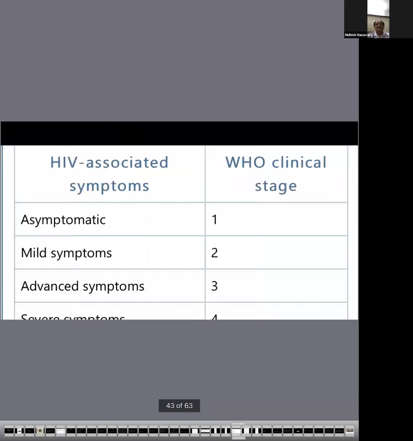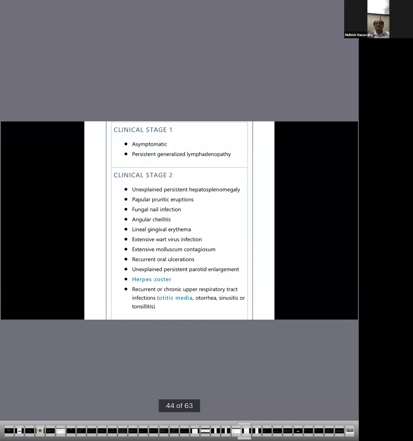WHO clinical staging is: asymptomatic, stage 1; mild symptoms, stage 2; advanced symptoms, stage 3; and severely symptomatic, stage 4. Clinical stage 1 is asymptomatic or persistent generalized lymphadenopathy. In clinical stage 2, there is persistent hepatosplenomegaly, papular eruptions, fungal nail infection, angular cheilitis, linear gingival erythema, extensive wart infection, extensive molluscum contagiosum, recurrent oral ulcerations, unexplained enlargement of the parotid gland, herpes zoster, and upper respiratory infection.